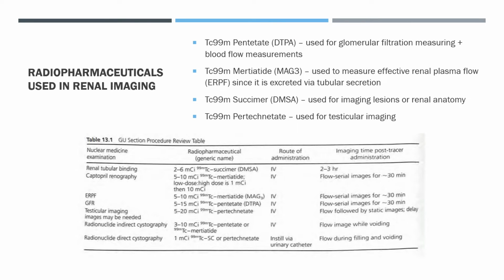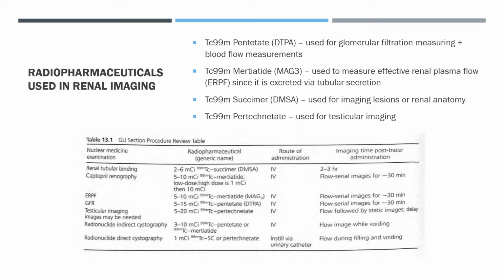The radiopharmaceuticals used in renal imaging are all technetium-99. We have DTPA, MAG3, and DMSA, along with free tech. DTPA is used for glomerular filtration, for measuring blood flow measurements. And then MAG3 is used to measure effective renal plasma flow, since each one's for each of those processes we discussed in the physiology section, where the radiopharmaceutical is used in those specific processes to measure different things.